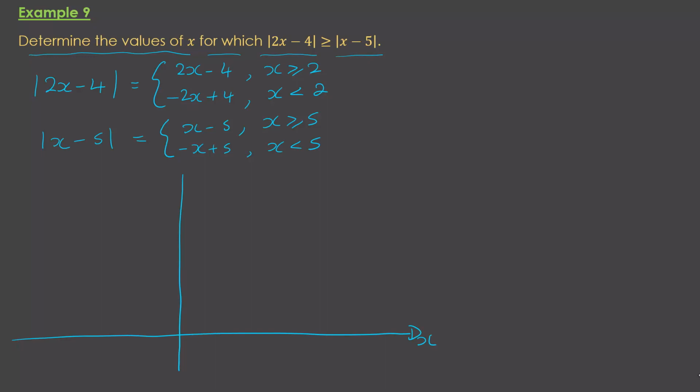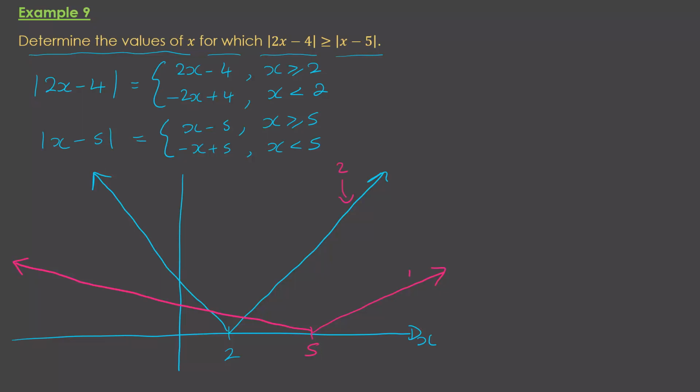So for 2x minus 4, we know the 0 is at 2. And then it's going to be 2x minus 4 over here, and negative 2x plus 4 over here. And then we can do a sketch for mod x minus 5. So that's going to be here. Now obviously it's not as steep as the mod 2x minus 4, because the gradient of this one here is 2, and the gradient of this one here is 1. And the same sort of thing over here. It's not going to be as steep as the other one, so it will go out like that.